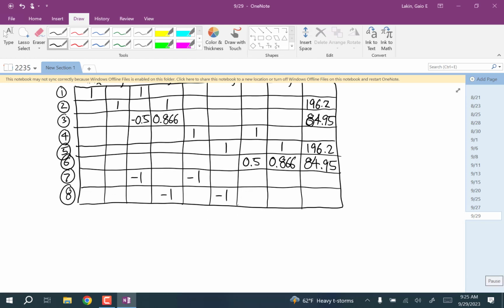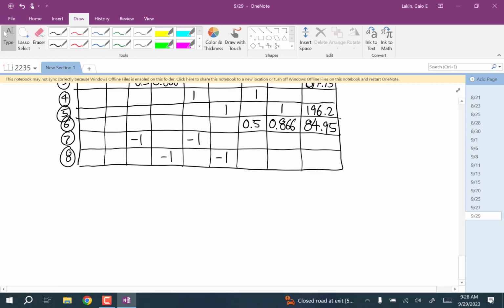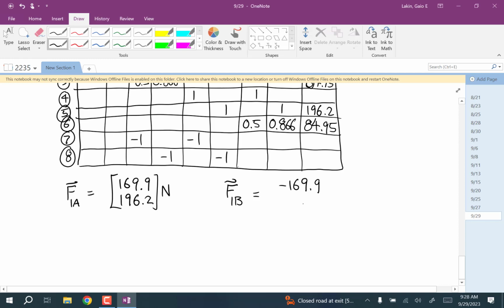Okay, let's pause this. What I got is the force on 1 by A is equal to 169.9, 196.2. Oh, yay. F1B is negative 169.90.